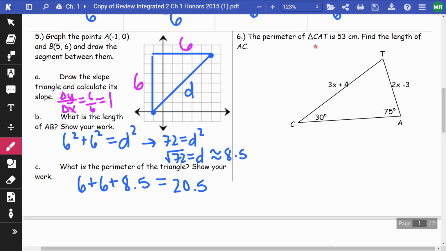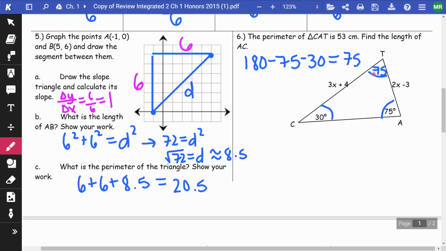Okay, on number 6, we know the perimeter is 53, find the length of AC. So I have a 30-degree angle, I have a 75-degree angle, I need to find this. So I know that in a triangle, the angles add up to 180 degrees. So I'm basically going to take 180 minus 75 minus 30 to get my missing angle. Now 180 minus 75 is 105, and 105 minus 30 is 75. So this is going to be 75 degrees.